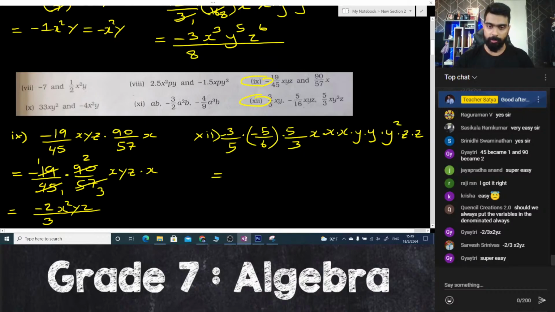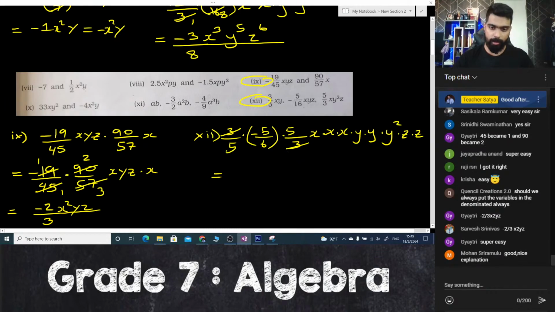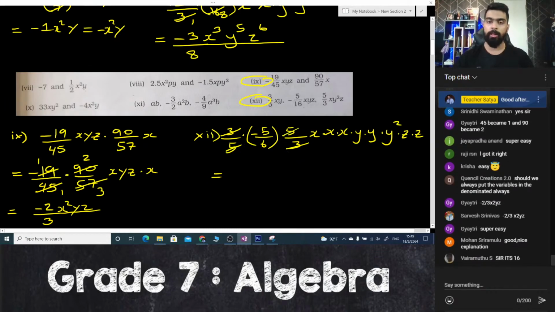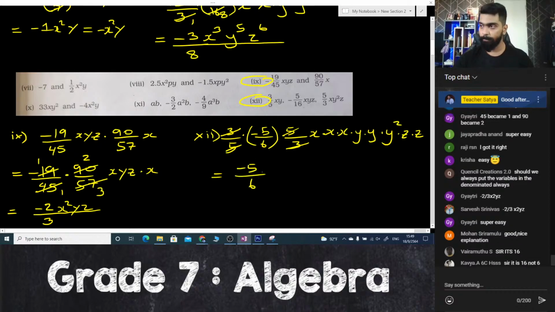So if you take a look at this, 3 and 3 are gone, right? They're gone. Boom, gone. And 5 and 5 are also gone, right? They'll all change to 1. So what do we have here, guys? We just have negative 5 over 6, right? Negative 5 over 6.